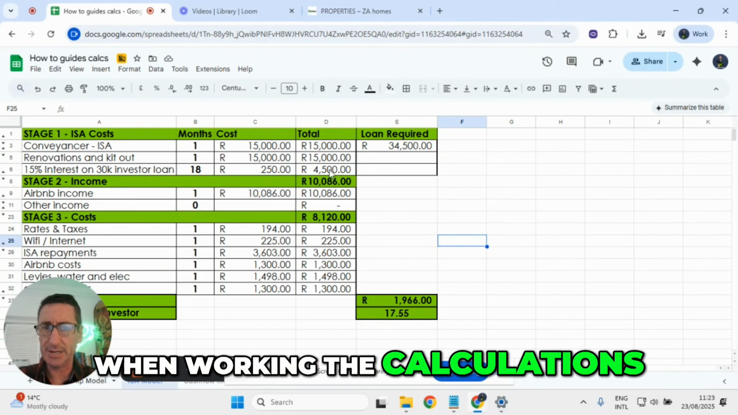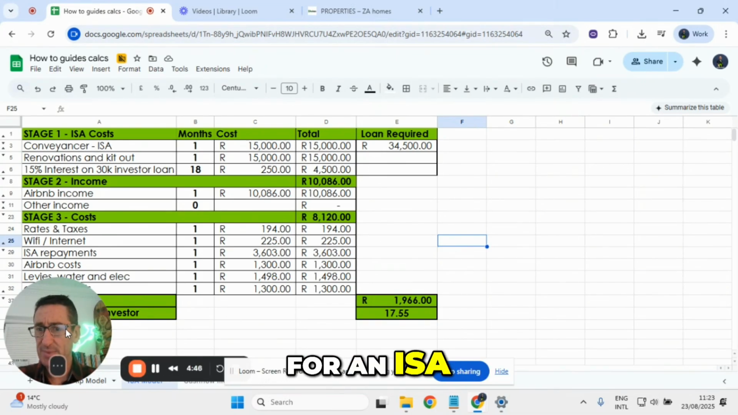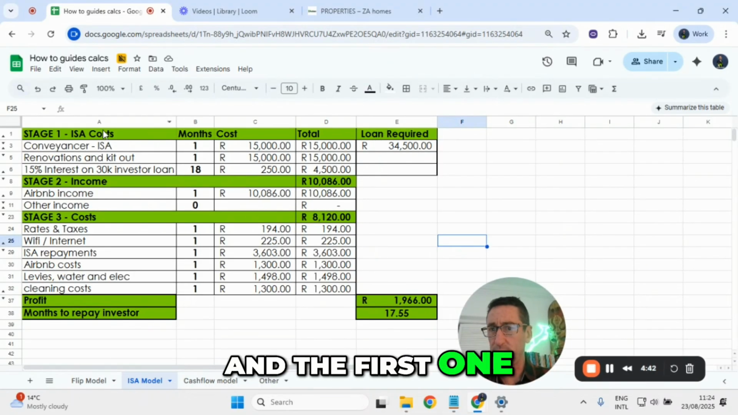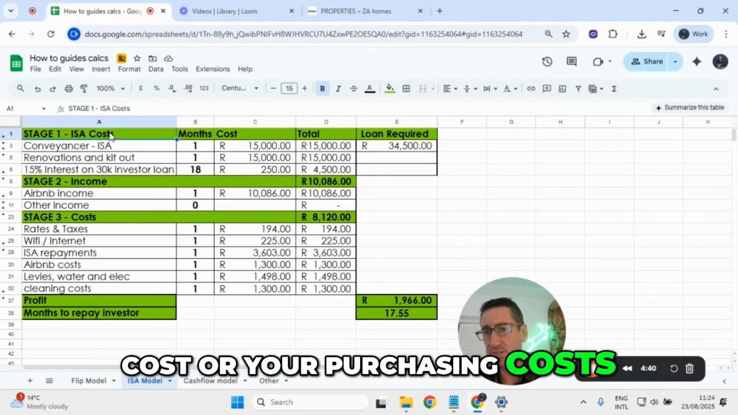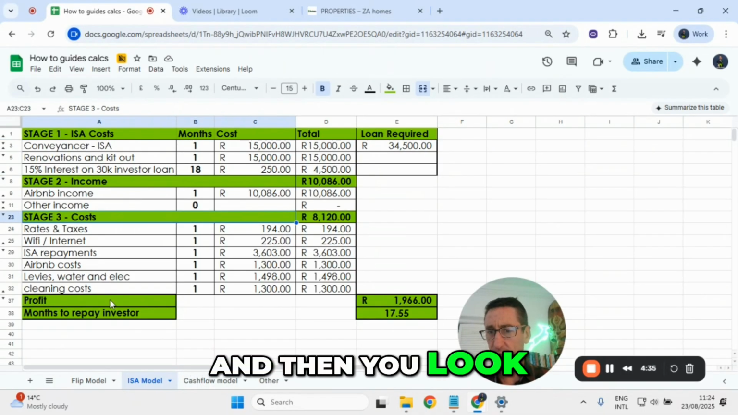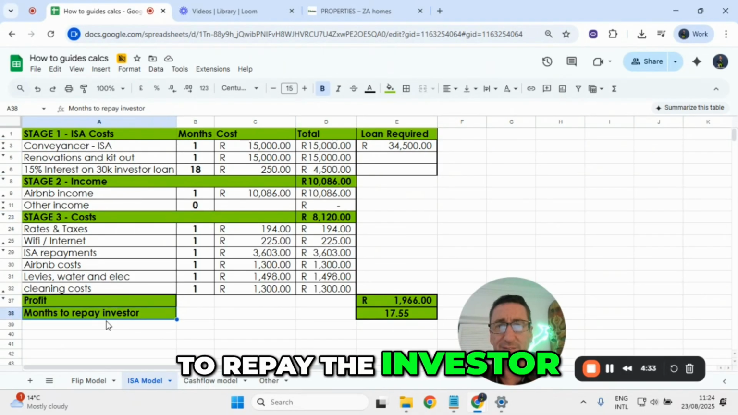When working the calculations for an ISA, essentially you want to look at it over three areas. The first one is the actual ISA costs, or your purchasing costs. Then you want to look at your income and your actual cost to run it. And you look at your profit as well as the months to repay the investor.